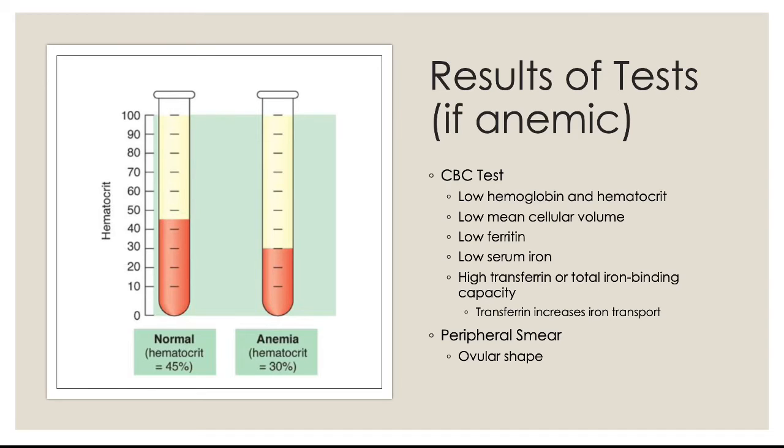There will also be an above average amount of transferrin, which is the body's way of trying to compensate for the lack of iron by increasing the transport of the iron it has. For the peripheral smear, it will show oval-shaped cells with pale centers.